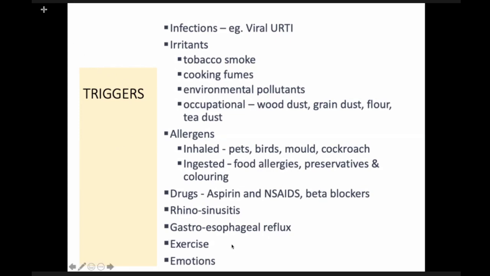Exercise is another factor, in a minority of individuals, called exercise-induced asthma, particularly if you exercise in cold weather, early in the morning, you can get asthma attacks after exercise. This does not mean that exercise is bad for people with asthma. Exercise should be encouraged. In a smaller percentage of patients with asthma, exercise can trigger asthma attacks, particularly if they breathe cold air. And emotions are also well known to trigger asthma attacks.